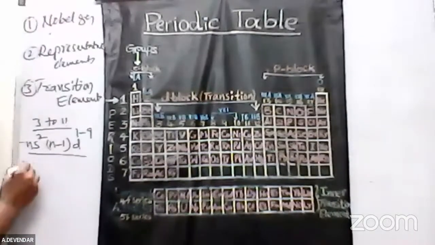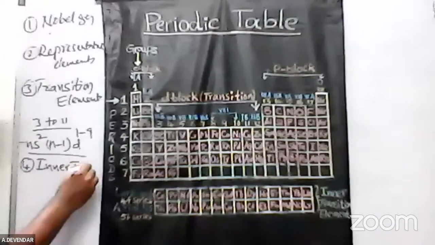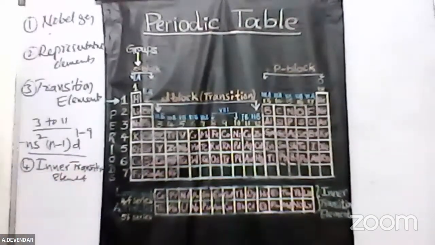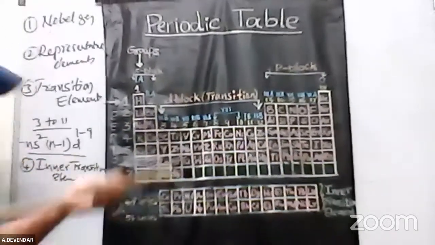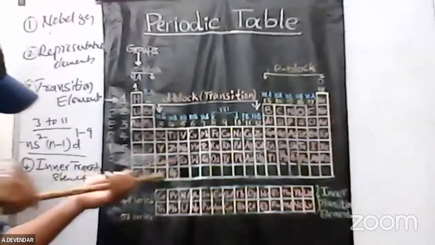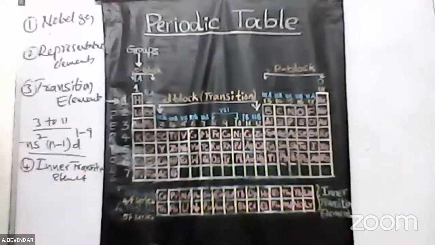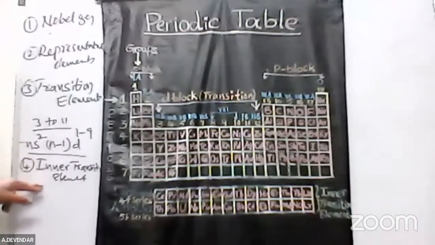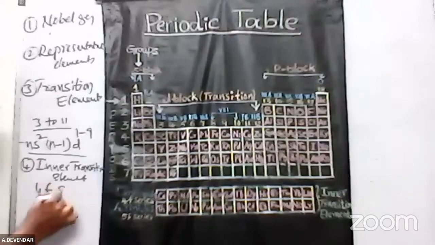Next, fourth is the inner transition elements. Why is it called inner transition? Because these elements are present within the transition group only. In between lanthanum and actinium, these elements are present. That's why it is called an inner transition. This is an inner transition element. So the inner transition elements are the 4f series and the 5f series.